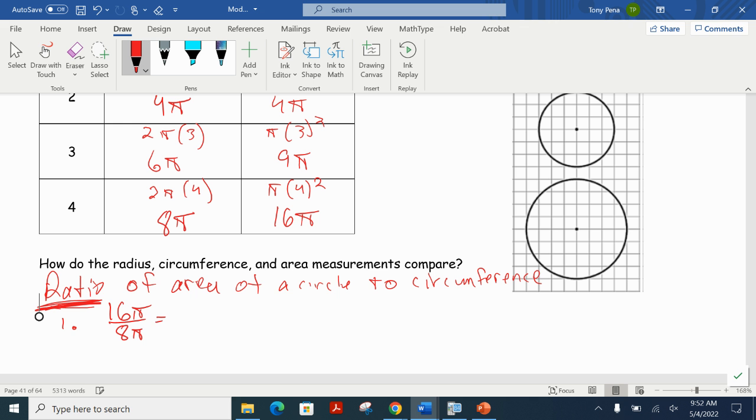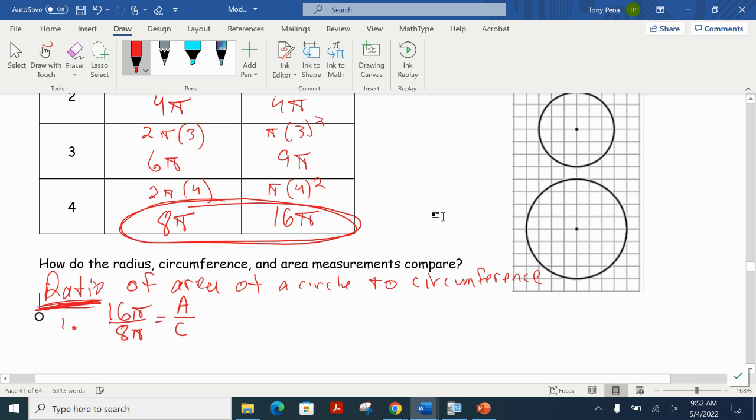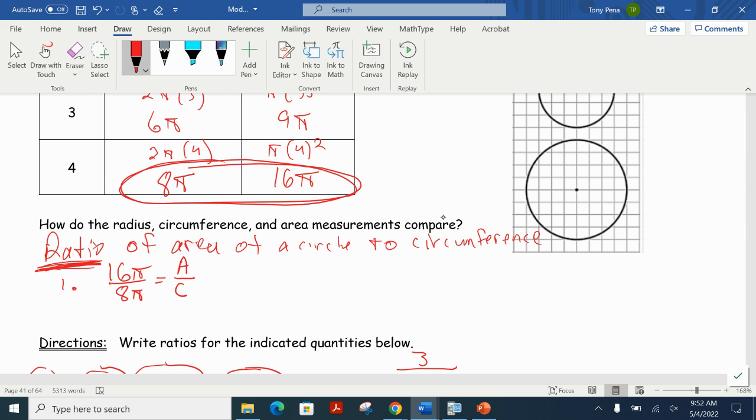So when he set his ratio up, he used this row right here. The 16 pi is the area on top, and then the circumference on the bottom. And then he asked, do we just want to simplify that? So let's go ahead and simplify that. When we simplify that, area to our circumference is the pi's would cancel. This is really just a 2-to-1 relationship in this case.